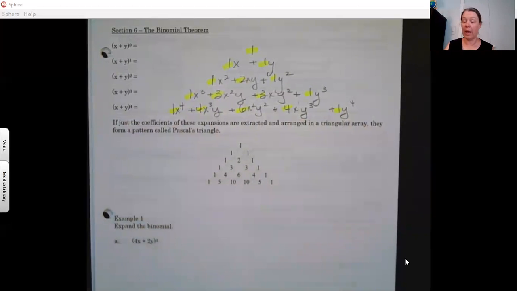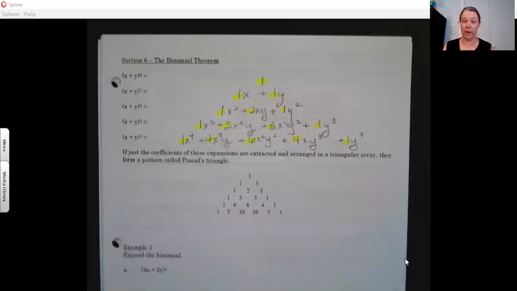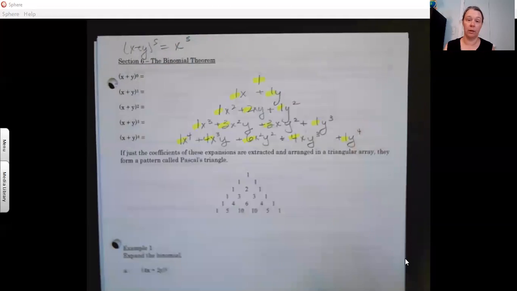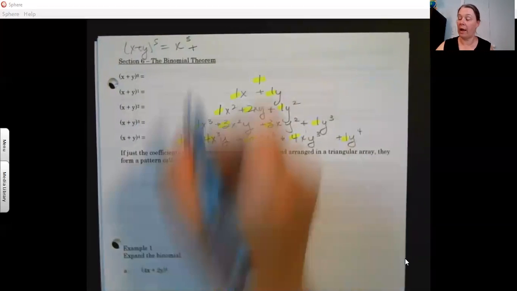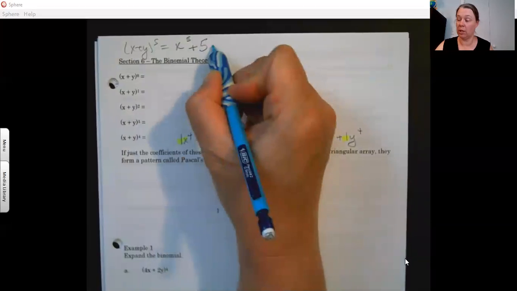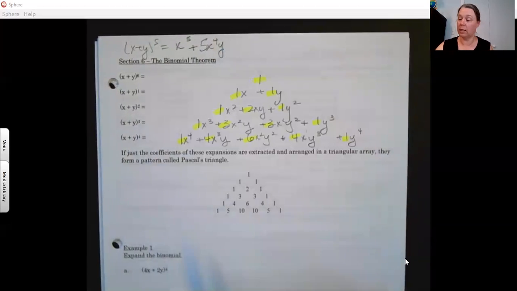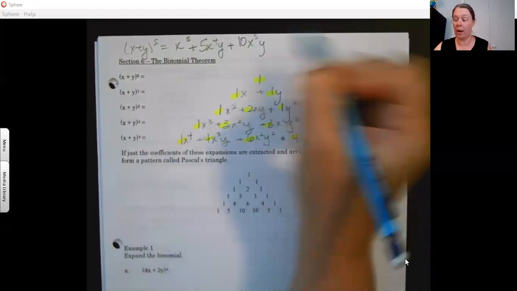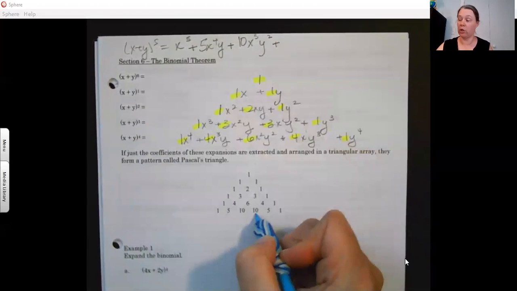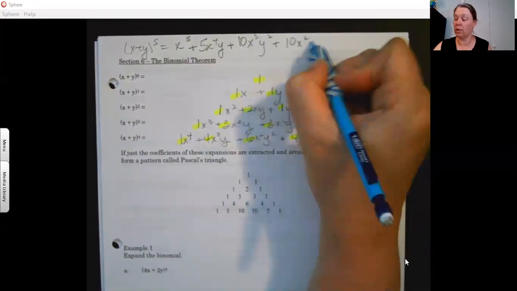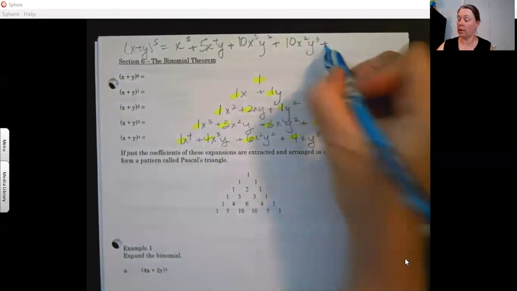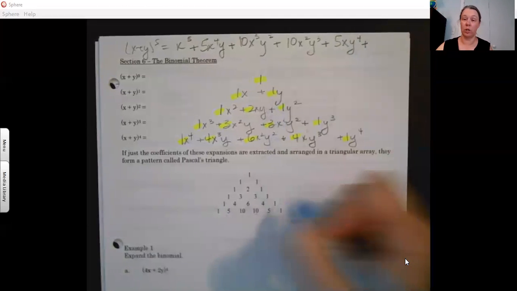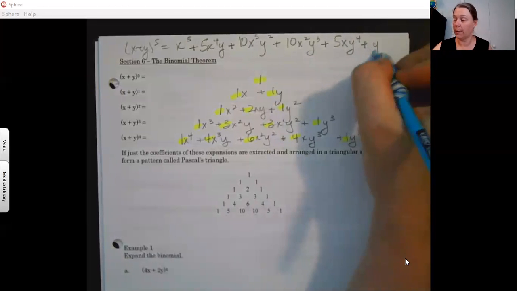So if I wanted to expand x plus y quantity to the 5th, I would start with x to the 5th. And then my next term would have a 5, and the powers on the x's would decrease, and the y's would increase. Then my next coefficient would be 10. Now the powers decrease, so x to the 3rd, and the y powers increase to the 2nd. The next coefficient is 10. Powers on the x decrease, on the y increase. My next coefficient is 5. Powers on the x decrease, powers on the y increase. And then my last coefficient is 1, no more x's, and so it's just y to the 5th.